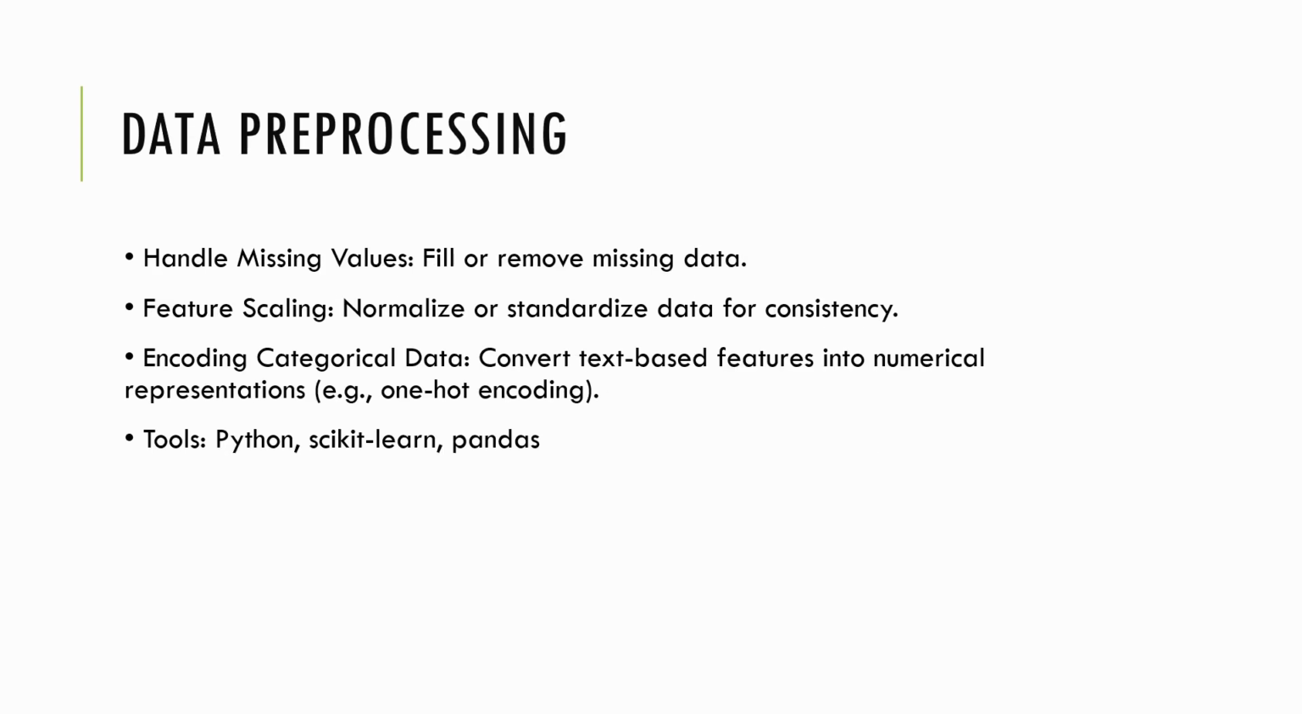Before we dive into training the model, we need to pre-process the data. This includes handling any missing values by filling or removing them. Feature scaling is crucial to ensure that all the features are on the same scale, and we will also need to encode any categorical variables to numeric values. This is where we will use tools like Python's pandas and scikit-learn to clean and prepare the data for modeling.